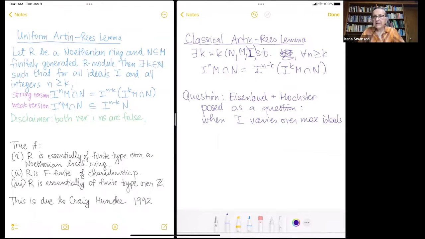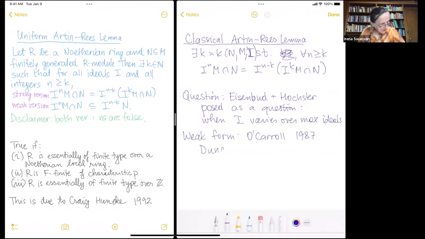Eisenbud and Hochster then gave another proof in greater generality, but they said another possible proof would be if we had a uniform Artin-Rees of this form where the ideals could vary over maximal ideals. And then that version was proved, the weak form, which is all that was needed. The weak form was given by Liam O'Carroll in 1987. In that paper, he used arbitrary M and N, but he used two prime filtrations, and we'll get to prime filtrations in the proof of the uniform version as well.